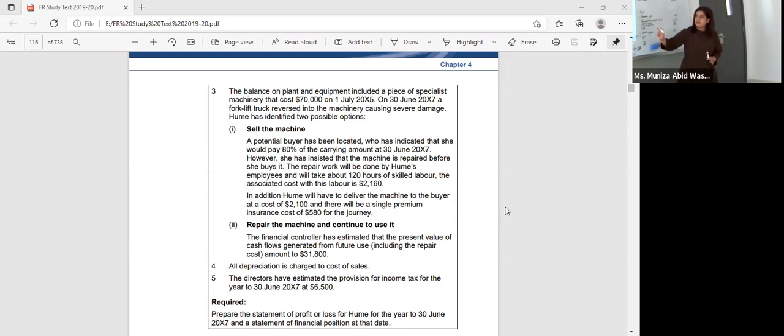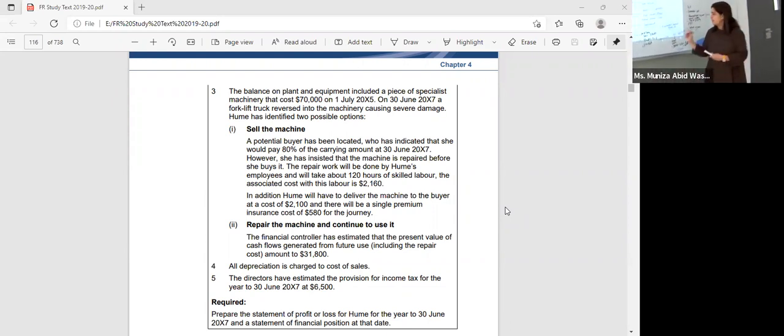What is the second option? Second option is to repair the machine and continue to use it. This will be giving us the value in use. The financial controller has estimated that the present value of the cash flows generated from the future use, including the repair cost, amounts to $31,800. So they have given us straight away the value in use. The value in use is 31,800.